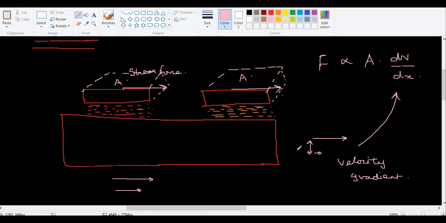With respect to this, this is your x, this is your v. So what is the v1 and v2? Suppose this is v1, this is v2. So dv is v2 minus v1 divided by this height x. That's what we do in calculus. This is how we represent dv by dx, the velocity gradient. Whenever we have proportionality, we bring in a proportionality constant. So it is not only dependent upon the area and dv by dx, it is also dependent upon the viscosity, the coefficient of viscosity.